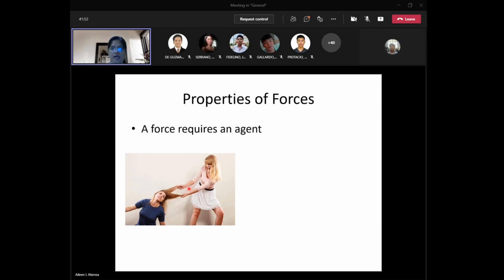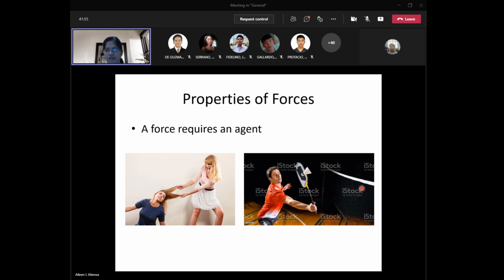That serves as the... In second photo, so we have a player having badminton. Ano ang agent ng force in this case? So, for you to transfer the shuttlecock, tama, naglalaro, ma'am, exchange of shuttlecocks in both corners. What is the agent of the force in this case? Yung racket. That's correct. The badminton racket. Okay? So, the badminton racket.